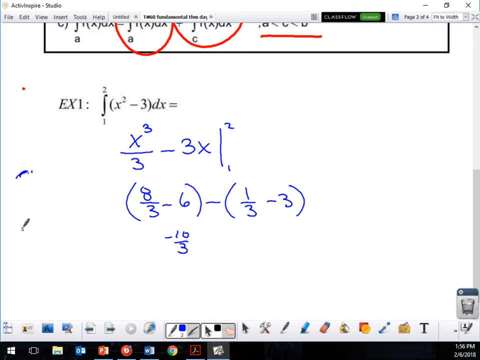So this is going to be 8 over 3. Negative 8 over 3, right? The two negatives are going to make it a plus. And so I'm going to end up with a negative. Now, what does that mean about my area?